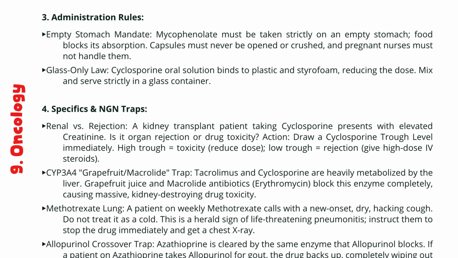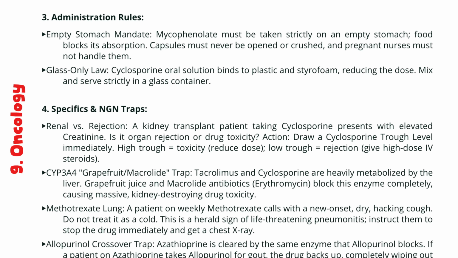Azathioprine is cleared by the same enzyme that allopurinol blocks. A patient on azathioprine who takes allopurinol for a gout flare will see the drug back up and wipe out their bone marrow. The azathioprine dose has to be cut by 75% if the two are ever combined.